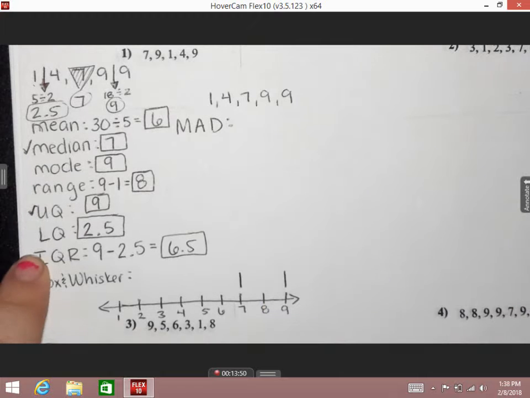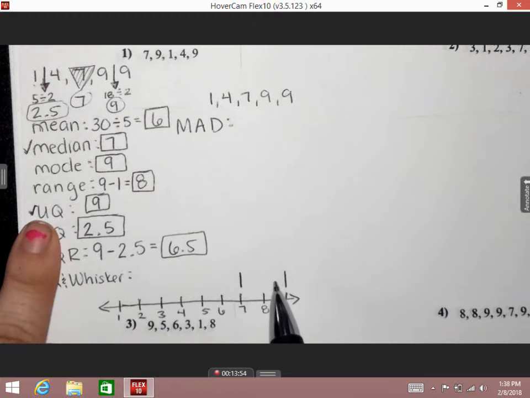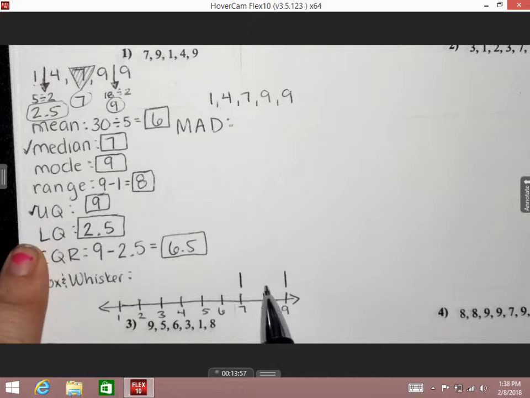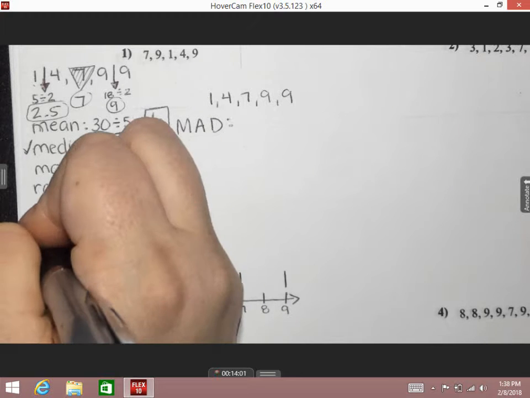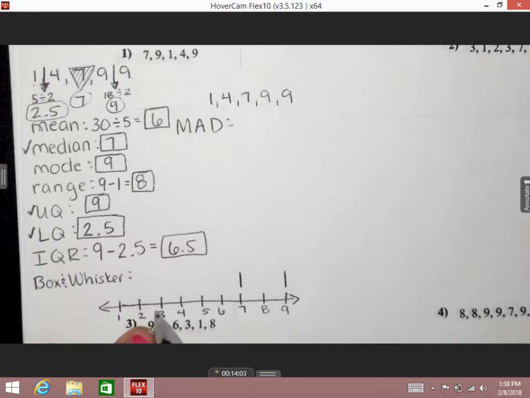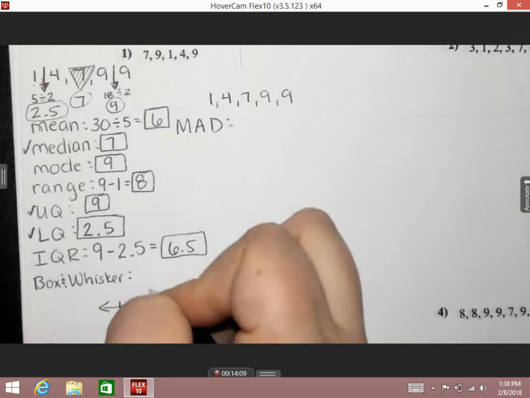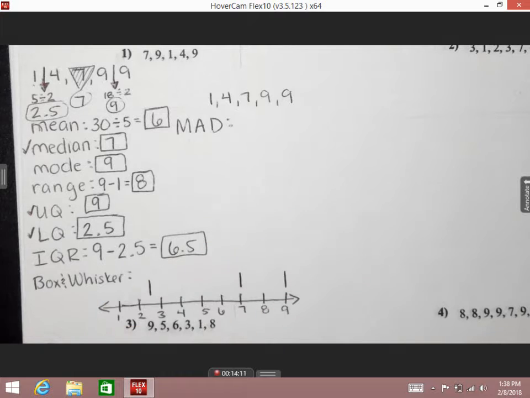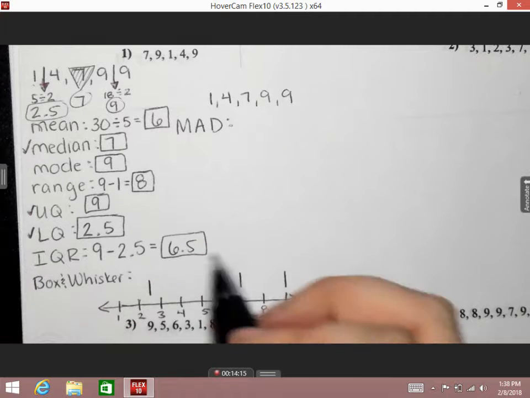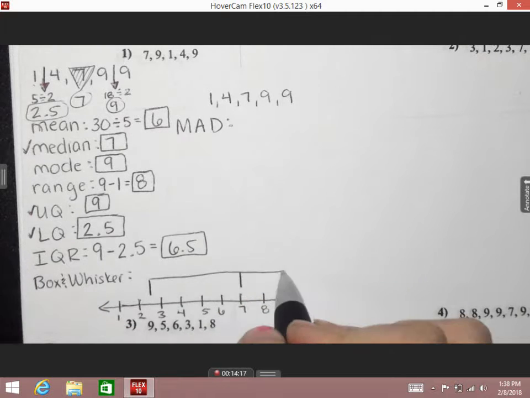Okay, so let's go ahead and finish making my box. I have my median. I have my upper quartile. Michaela, what do I need next? My lower quartile. So that's at 2.5, in between 2 and 3. Dot or line? Line. So all of that is making my box. So I'm going to connect them.